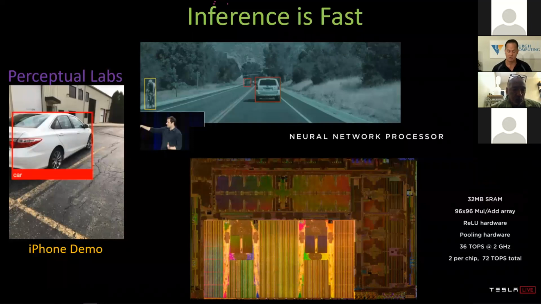Here's the actual hardware. Here's the layout that they showed in their presentation. Oops, I don't have my laser pointer turned on. Here's a picture of the chip that's sitting in every car, and it does pretty much 96 by 96 multiply adds. That's what it specializes in. It also has some special hardware in there to do this rectified linear activation function and some pooling hardware.